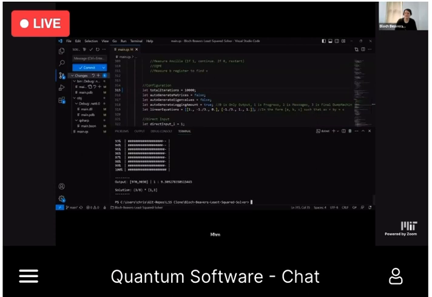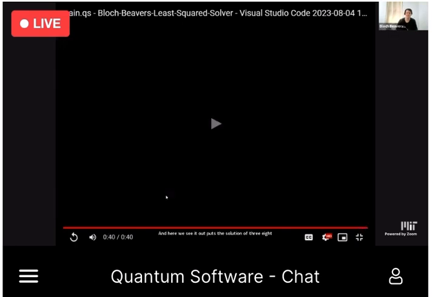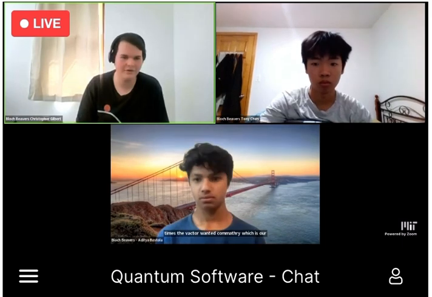So we couldn't get the resource estimator working, but in the optimal case, our algorithm uses 5 qubits, but the more qubits you add, the more accurate it can be. And here we see it outputs the solution of 3/8 times the vector 1, 3, which is our solution. So I think we're good for questions.